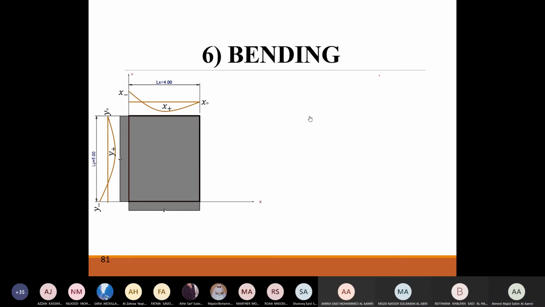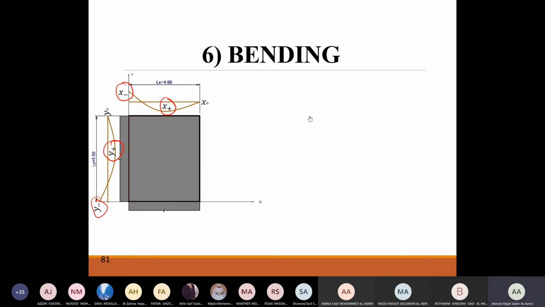Okay. Now you see that there are four values to be calculated. We need to calculate x plus, x minus, y plus, y minus, because x naught and y naught are equal to 0.